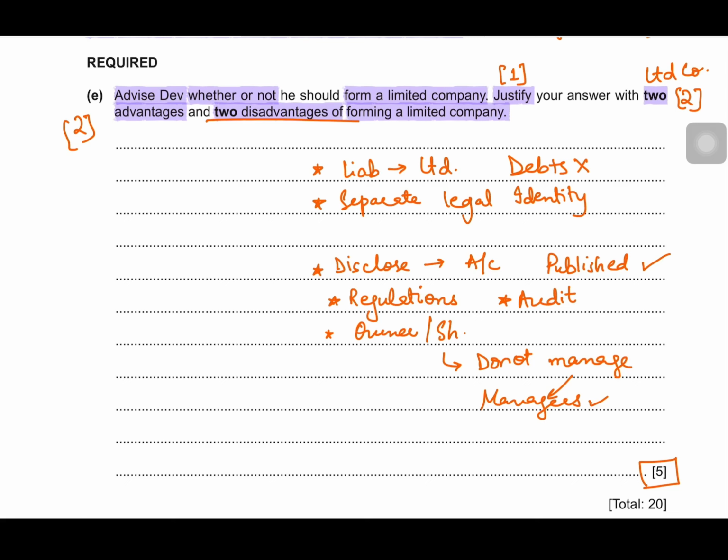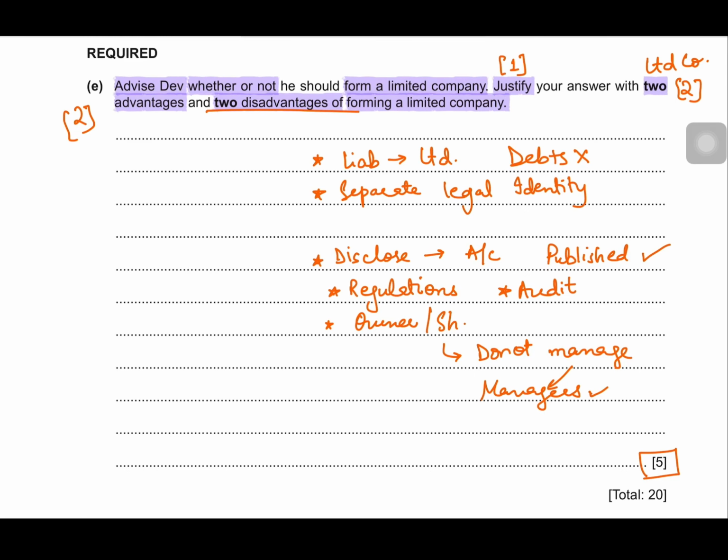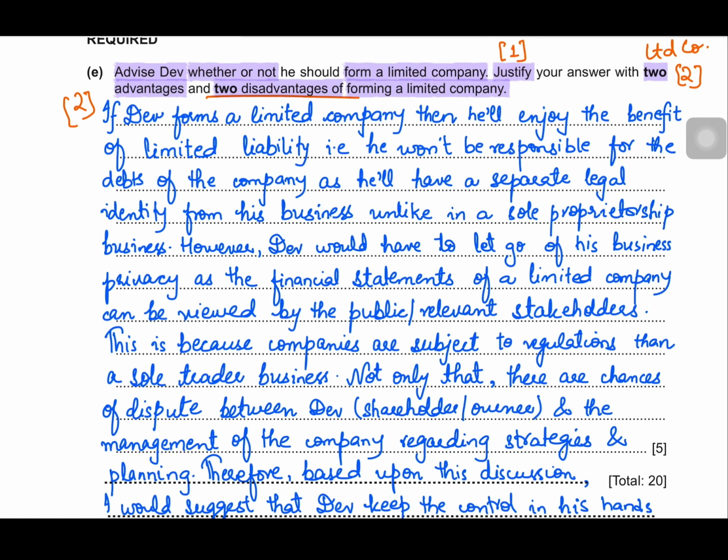In the end, please don't forget to recommend as well what you think he should do. It's totally up to you which side you want to go with: yes, form a company, or no, do not form a company. So now let's understand how we can write these points in the answer space given to us. How can we explain this?